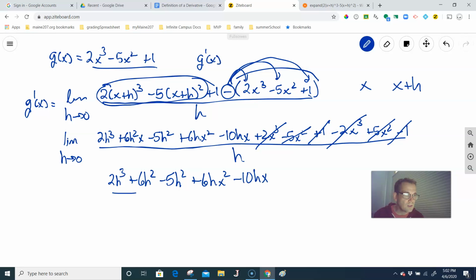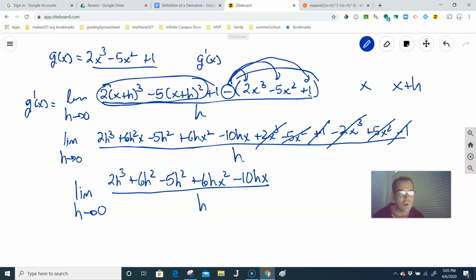And the entire thing is all over h. It's a limit as h goes to 0. Anytime we're asked to find a limit, the first plan of attack is to plug in whatever you're approaching. But in this case, as in all cases we've seen so far today, we're getting 0 over 0, which means we can do some extra work.